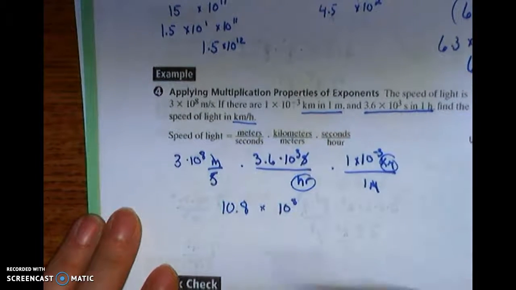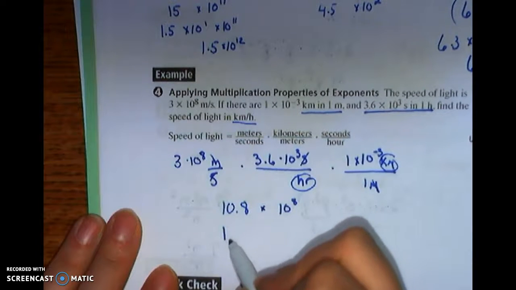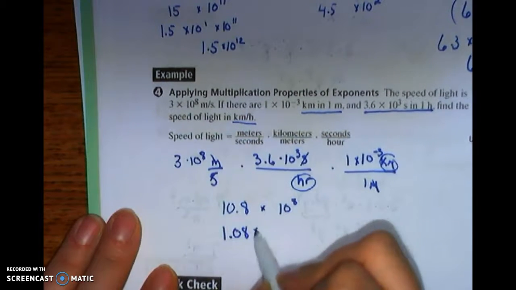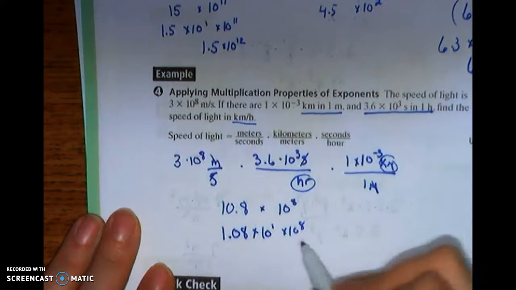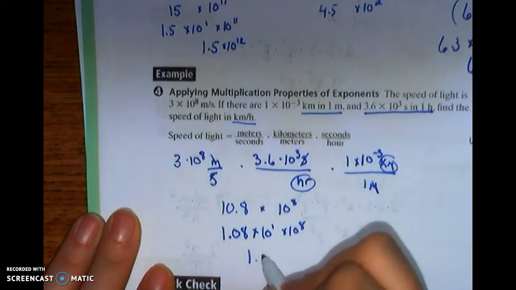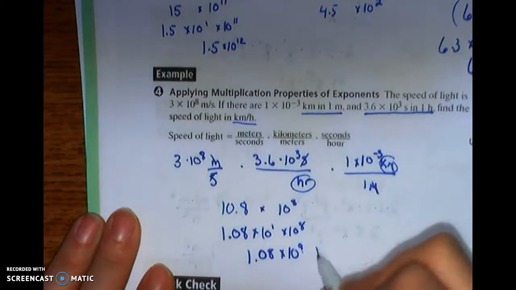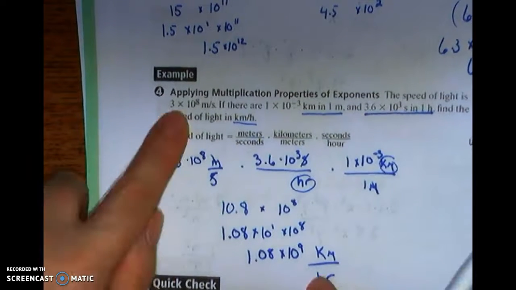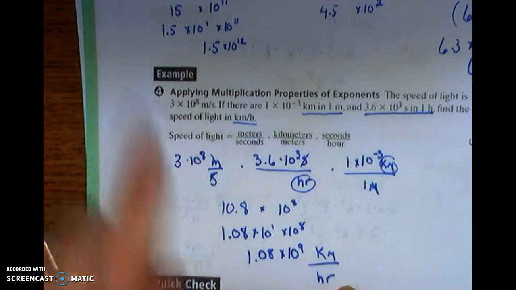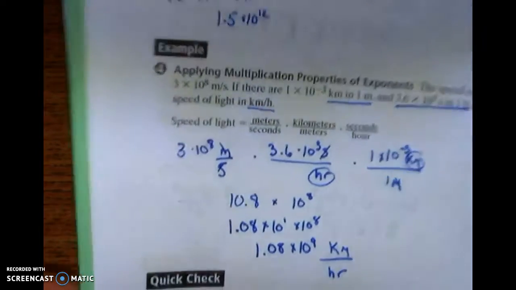Okay? Now we need to write this in proper scientific notation. 10.8 becomes 1.08 times 10 to the first times 10 to the 8th. And then we combine our like terms, our powers of 10, and we get 10 to the 9th kilometers per hour. Okay? Meters per second, kilometers per hour. Go ahead and try the next quick check and check your work when you're done.